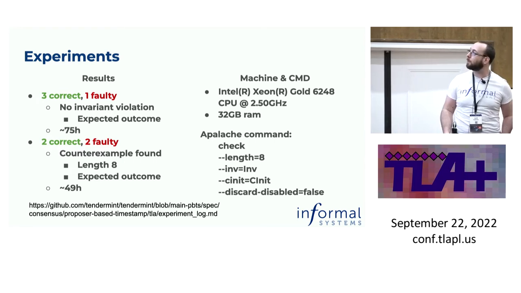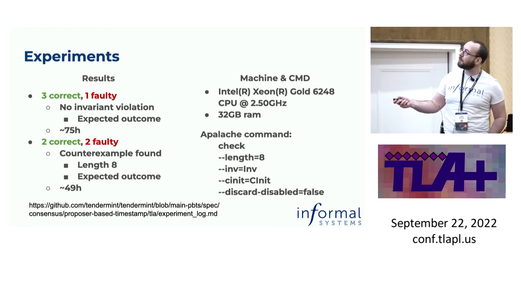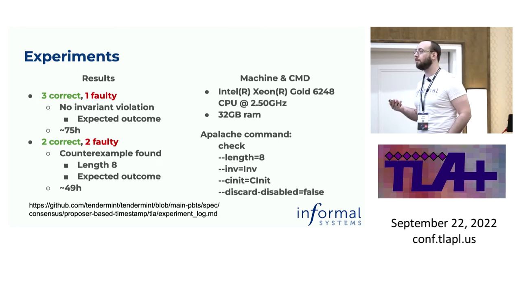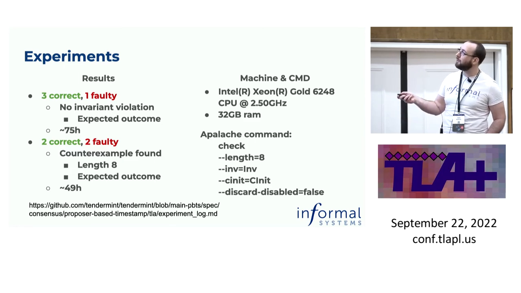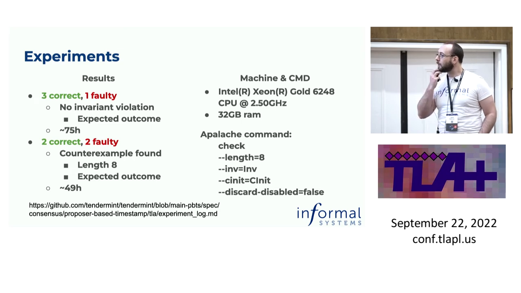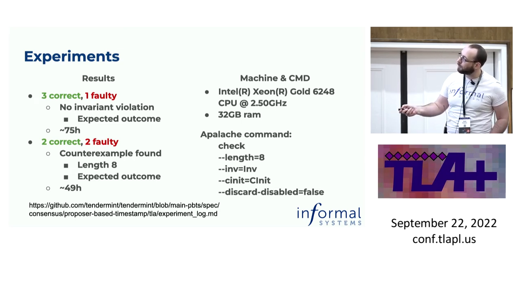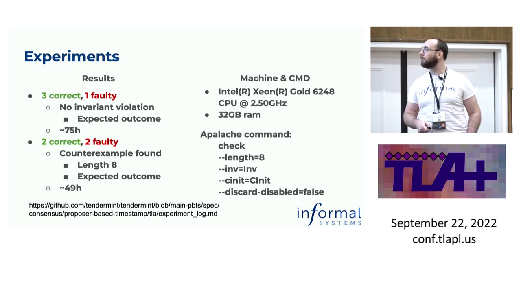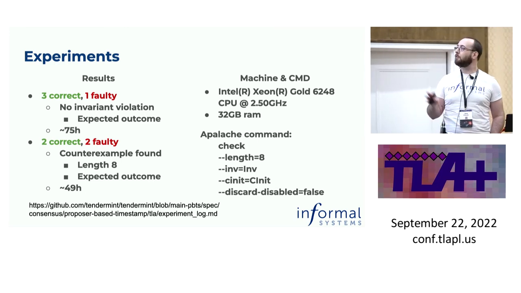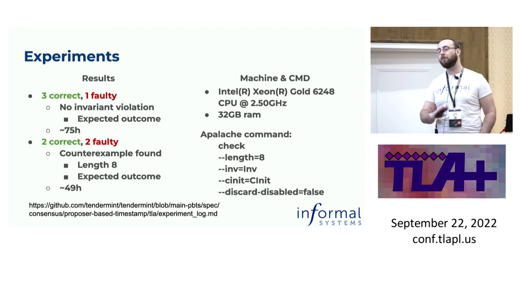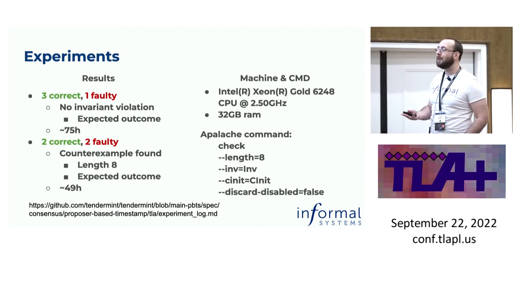Right, so we have two sets of experiments. And as you can see, even for these relatively small parameters, and for all of the concessions made in the specification, it took this machine about 3 days to run a check of length 8. And on the other hand, to find a counterexample, it took about 2 days. Right? So if you think about it, are these times too long? Are these times fast? Well, it depends.